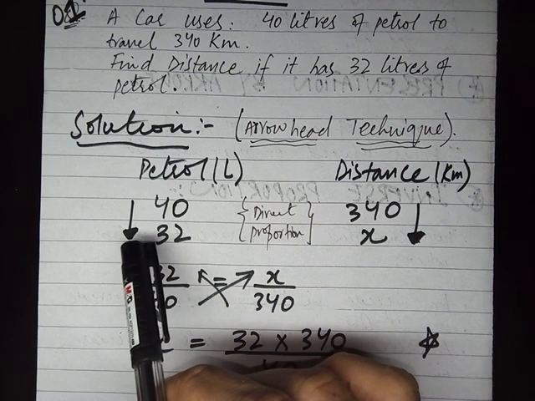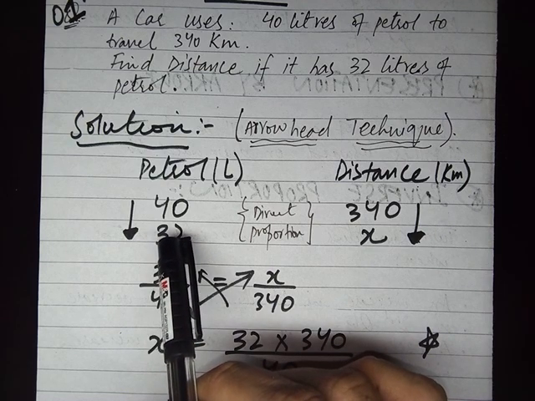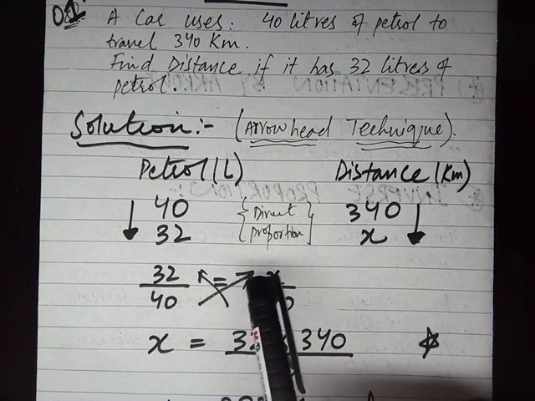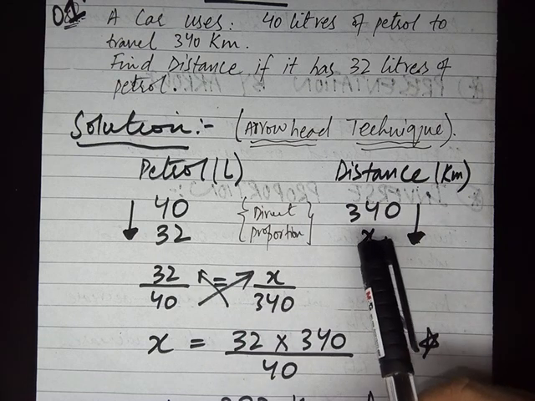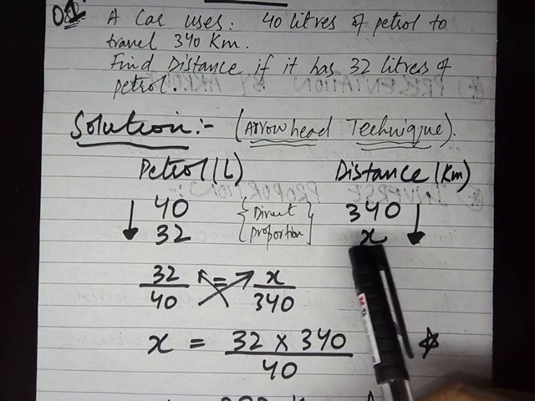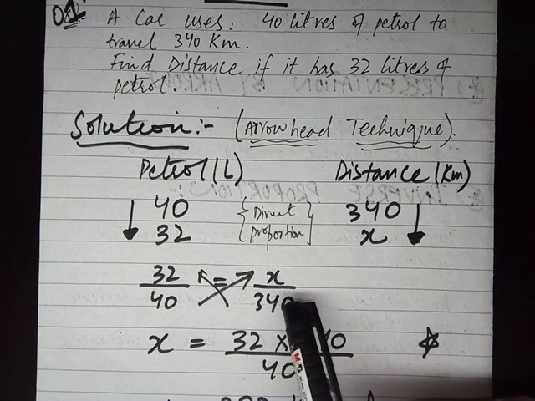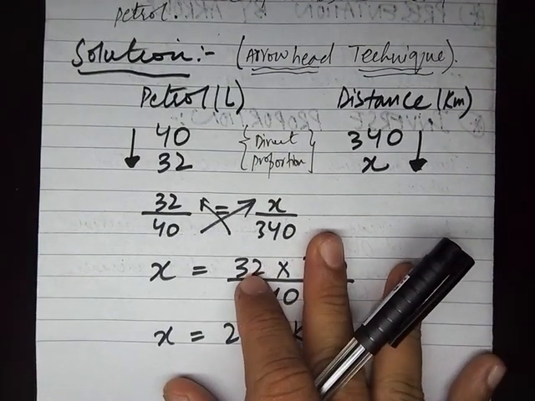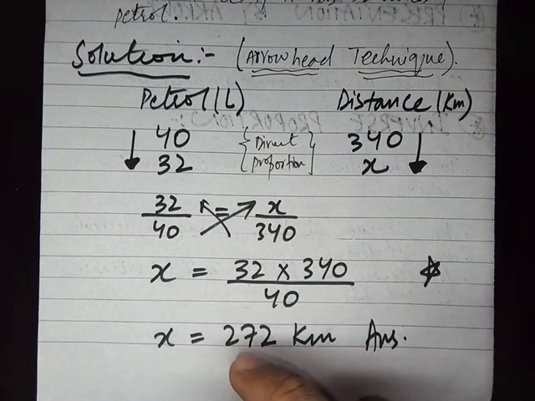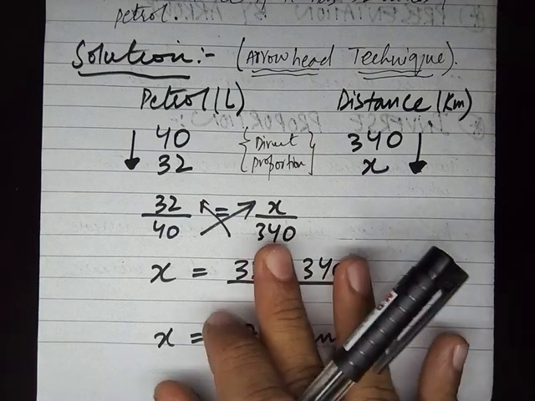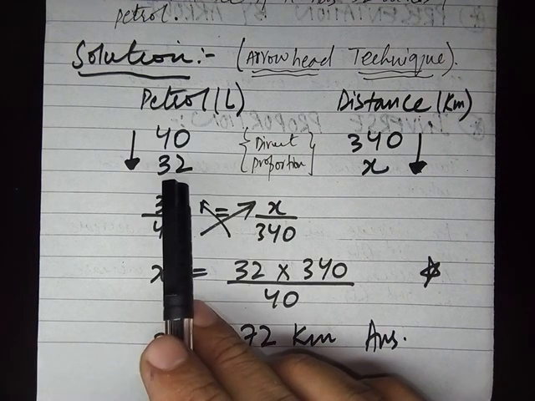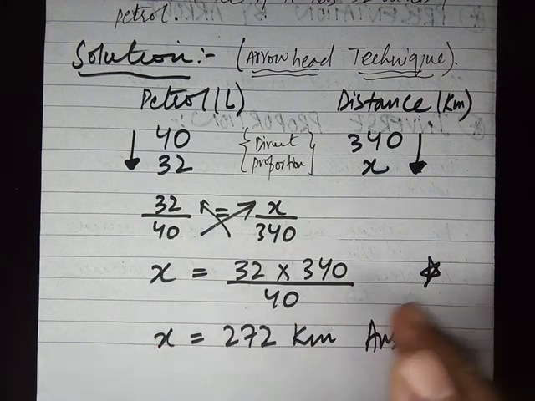in the first quantity, the arrowhead is towards the 32, right? So I will write 32 in the numerator and 40 as the denominator, and I will equate it to the second quantity, which is x by 340, because the arrowhead of this arrow is towards x. So I will write x as the numerator and 340 as the denominator. After applying cross multiplication, you can easily find the value of x, which is equal to 272 kilometers. It means the car will travel 272 kilometers in 32 liters of petrol. Thank you.